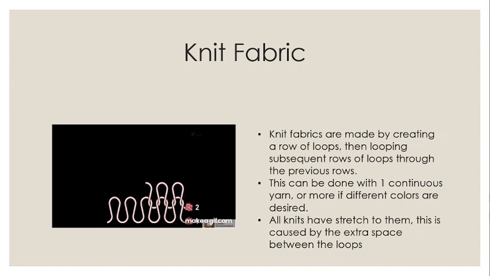Knit fabrics are made by creating a row of loops, then looping a subsequent row of loops through that previous row. This can be done with one continuous yarn or more if more colors or different patterns are desired. Because of this looping structure, all knits have stretch to them. The yarns are not tightly packed together, as we can see here. There's a little bit of space in each link of the loop. And this little bit of space gives a little bit of stretch or give to each loop interlooping.